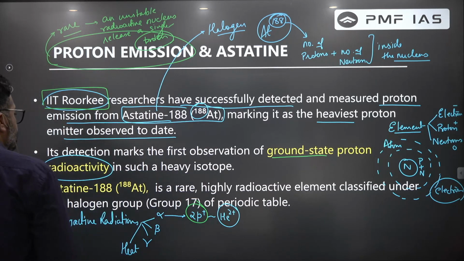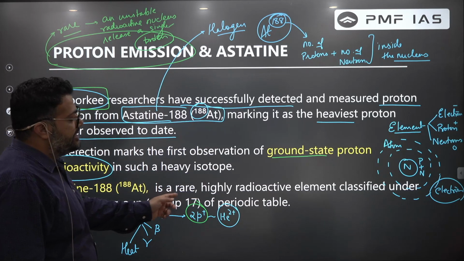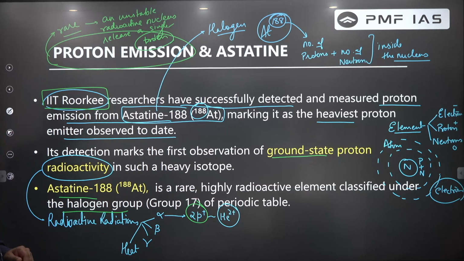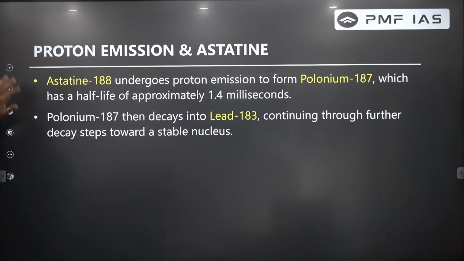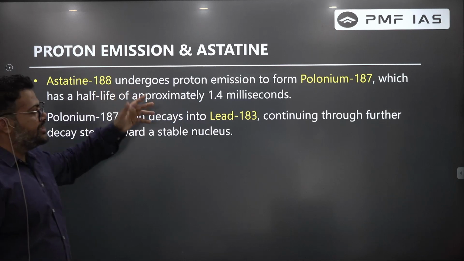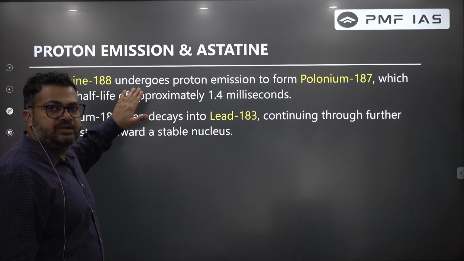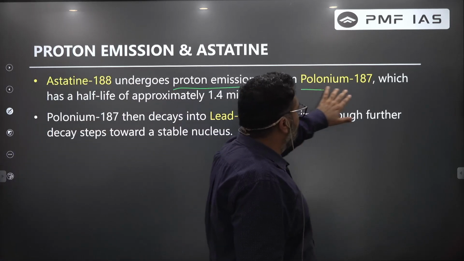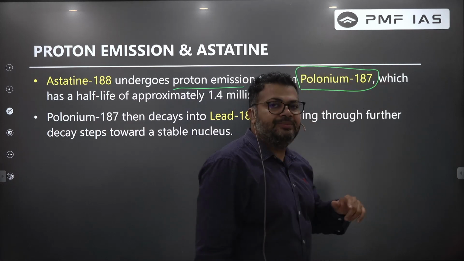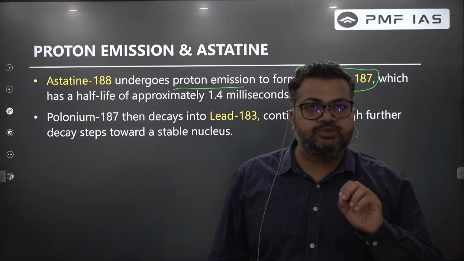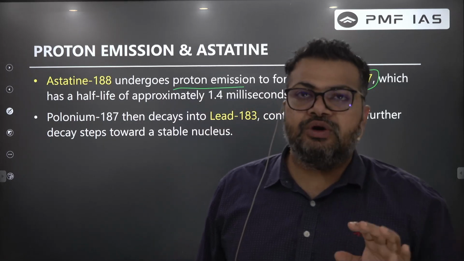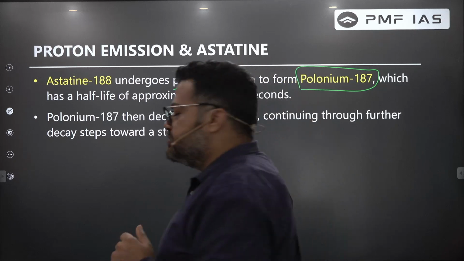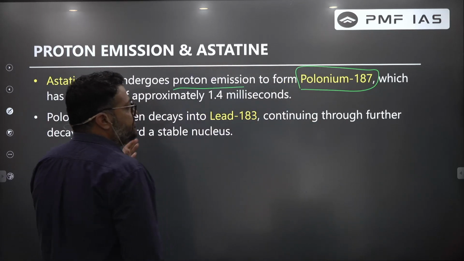And astatine. So astatine is a rare, highly radioactive element classified under the halogen group, like I said, that is group 17 of the periodic table, right? Now astatine-188, 188 being the mass number, undergoes proton emission and forms polonium-187. Polonium is a different element, so once astatine loses one of its protons, its mass number changes from 188 to 187. The atomic number also changes, and it becomes polonium.